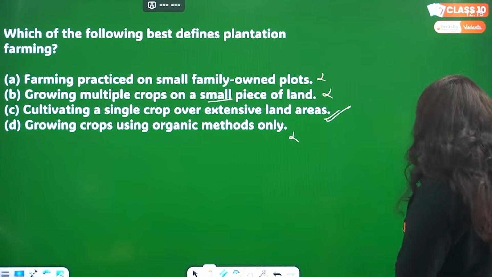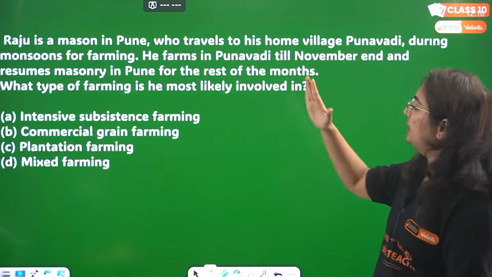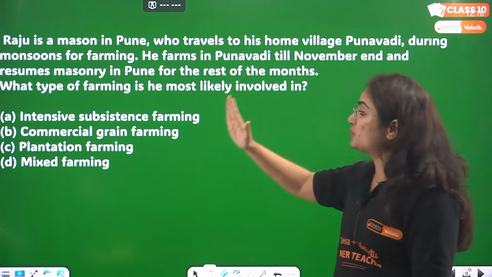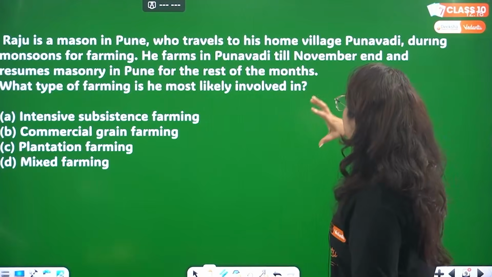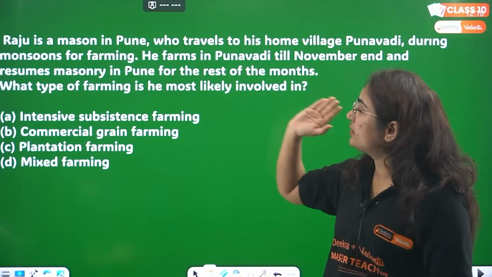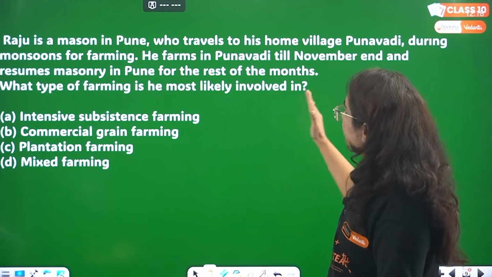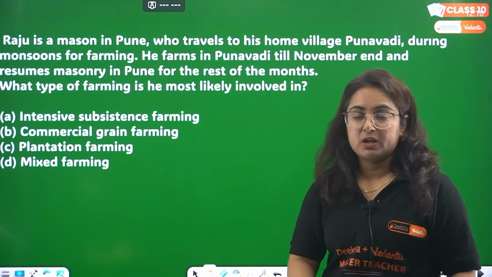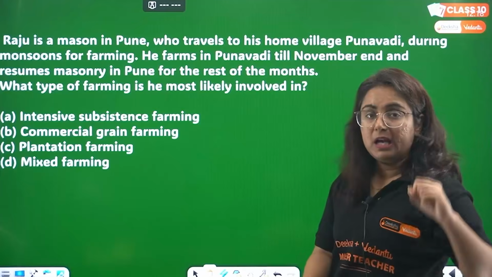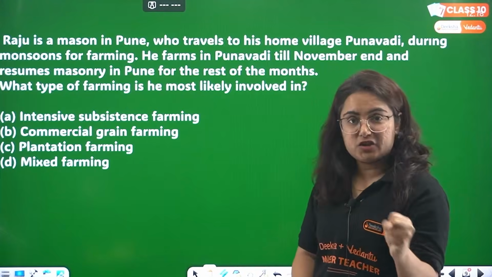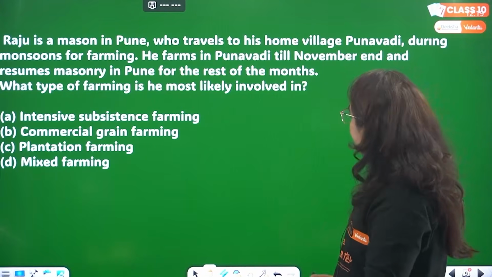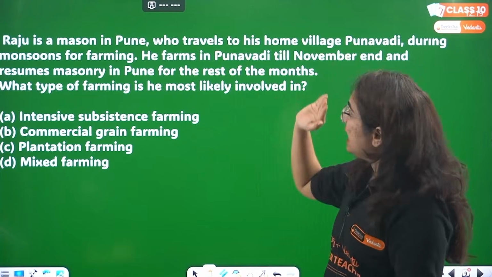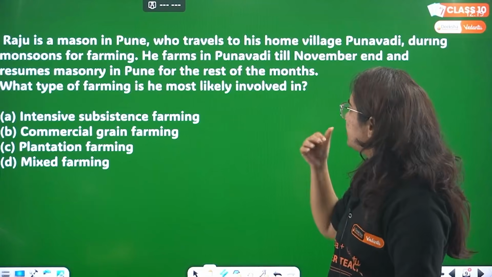Okay, next question. Raju is a mason in Pune who travels to his home village, Punavadi, during monsoon for farming. He farms in Punavadi till November end and resumes masonry in Pune for the rest of the months. Which type of farming is he most likely to be involved in? Is it intensive subsistence farming, commercial grain farming, plantation farming, or mixed farming?